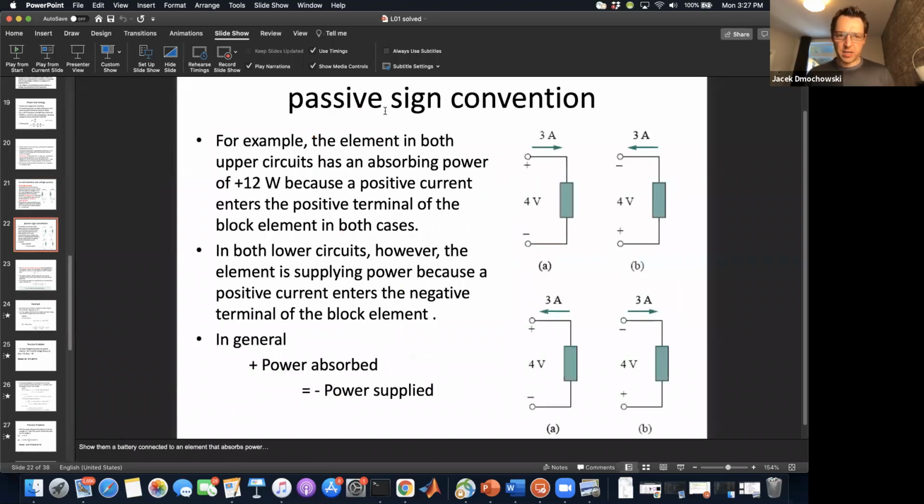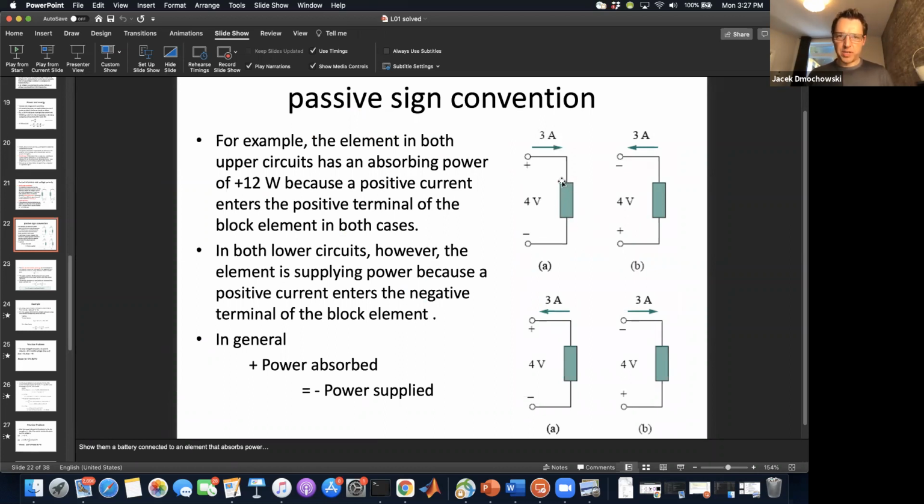So we have here four pictures. Here, we have a positive current of 3 amps that's entering the positive end of a 4-volt battery.